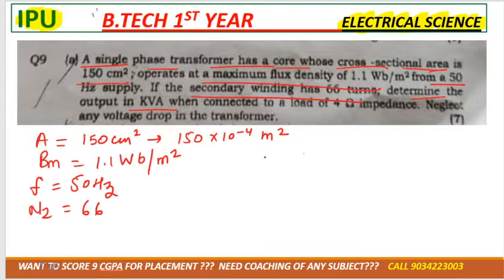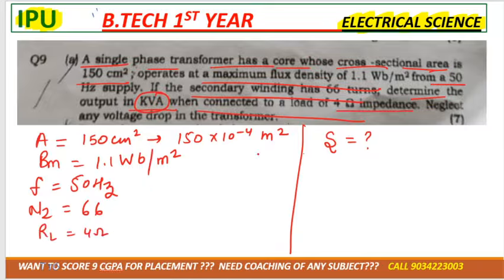Determine the output in kVA. Output means you need to calculate output power. kVA means the unit is apparent power now. So calculate S, when connected to a load of 4 ohm impedance, means RL is equal to 4 ohm. Neglect any voltage drop in the transformer, right? So first of all, you tell me how will you get it.